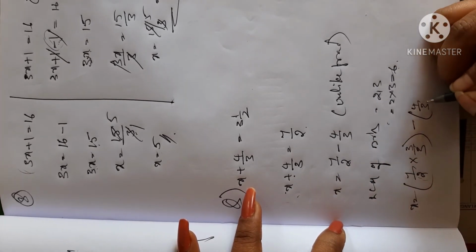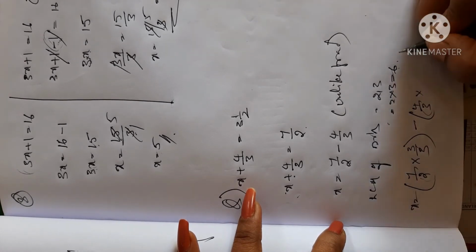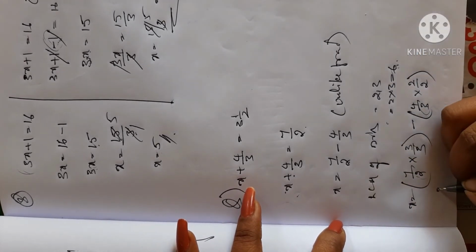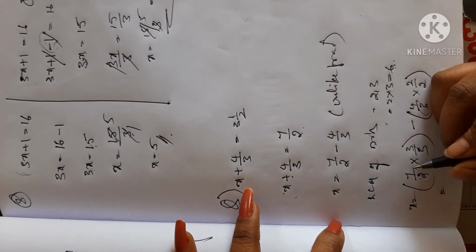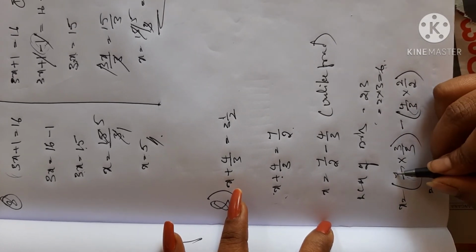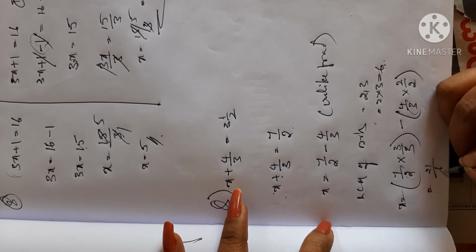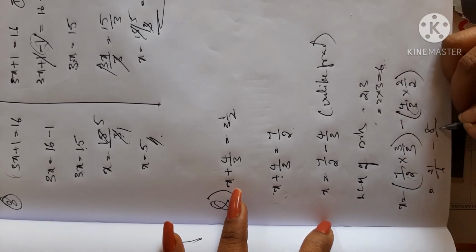Next, 4 by 3. What is the denominator? 3 is there. I want to convert it into 6. Already 3 is there, so I can multiply 2 by 2. Now 7 3s are 21. How to multiply two fractions? Numerator to the numerator directly. 7 3s are 21 by 2 3s are 6, minus 4 2s are 8 by 6.